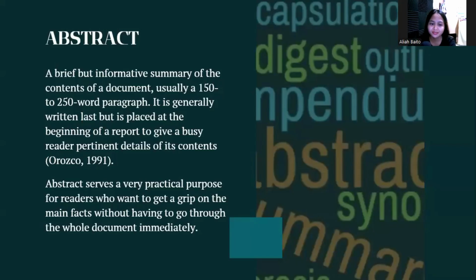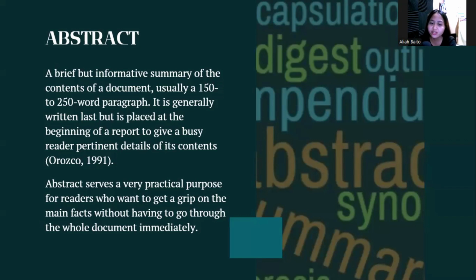So first, let's talk about abstract. By definition, an abstract is a brief but informative summary of the contents of a document, usually a 150 to 250 word paragraph, or even, shall we say, mga 300 words at most. So basically, maikli lang siya. It doesn't have to be too lengthy.